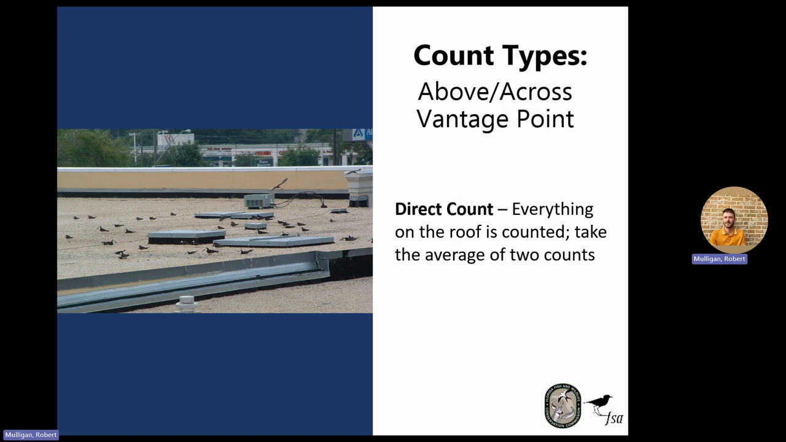Start with nests and count all nests at least twice and report the average of your counts as the direct count of nests. For larger colonies on rooftops, you may need to move around to see the entire colony. If you are counting a rooftop with other surveyors, each surveyor can count once and then report the average of everyone's counts as the direct count. Repeat for chicks and total adults. Do not try to conduct multiple counts at the same time.